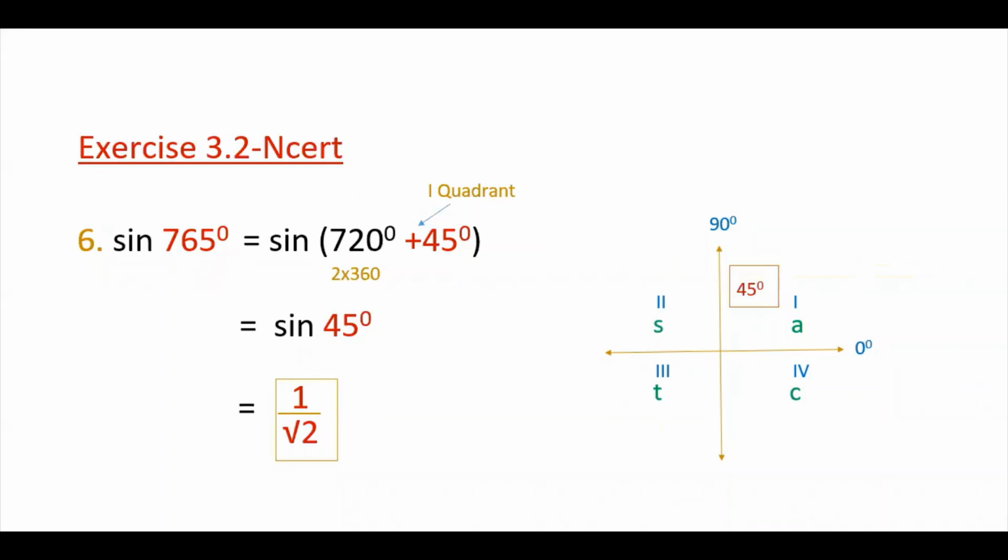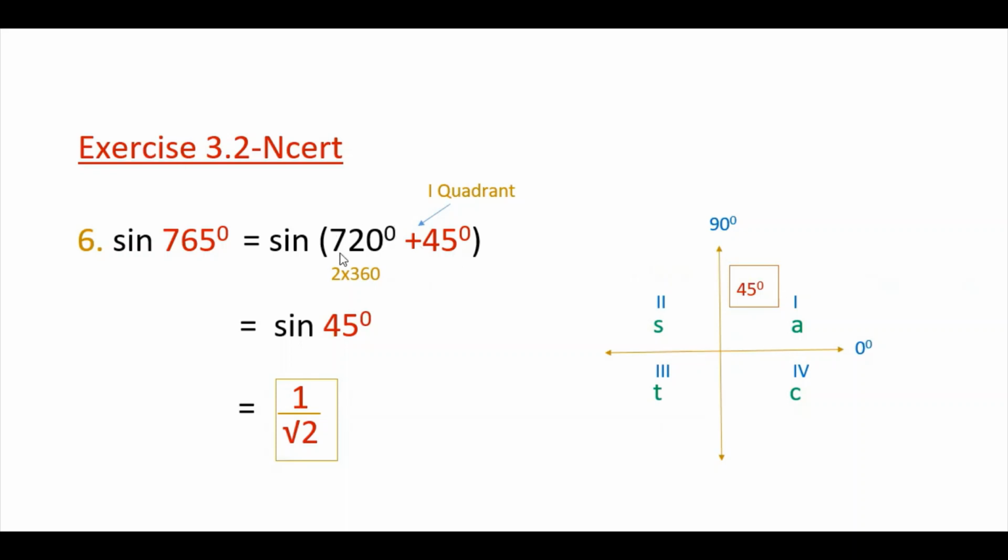Now I am going to tell the solutions of exercise 3.2 from NCERT class 11. This is the sixth problem, sin 765 degrees. This is above 360 degrees, and see here, 2 into 360 is 720 degrees, so there are two rotations. You can neglect this 720 degrees and write 765 degrees as 720 plus 45 degrees, because 765 is nearer to 720 degrees. That's why you take two rotations, 2 into 360, that is 720, plus 45 degrees.